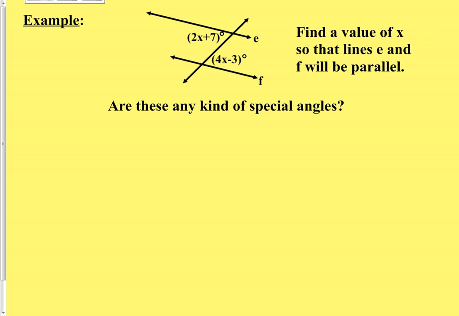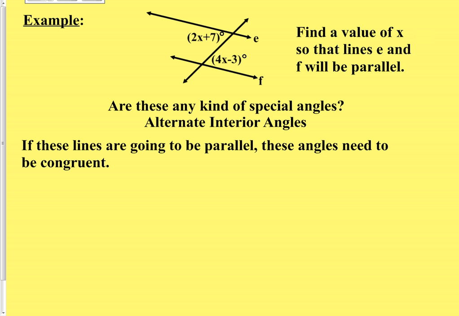But in this case, these are alternate interior angles. So now we ask ourselves, what should alternate interior angles do in order for these lines to be parallel? The converse tells us alternate interior angles need to be supplementary. I'm sorry, need to be congruent for these two lines to be parallel. So in this case, these two angles are going to be set equal to each other, and then we solve again.